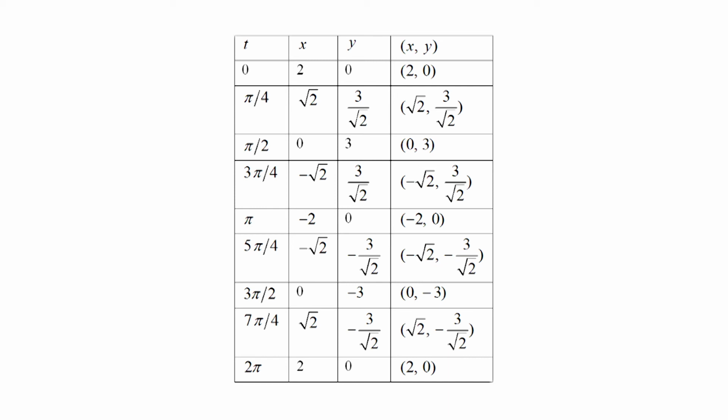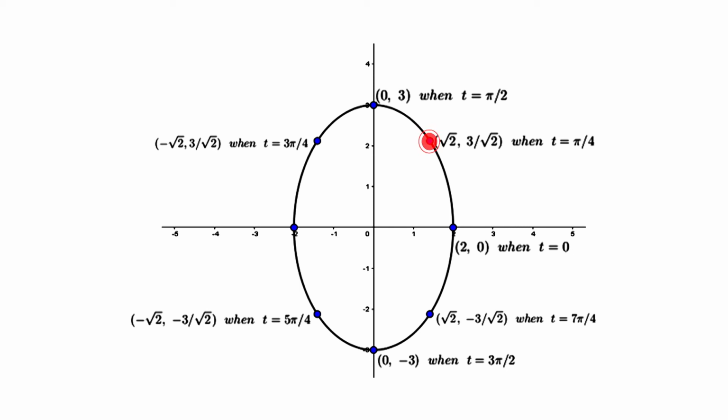We plot the points (2, 0), (√2, 3/√2), (0, 3), (-√2, 3/√2), (-2, 0), (-√2, -3/√2), (0, -3), and (√2, -3/√2) on the xy-plane as shown in the figure, and join the points to obtain the curve represented by the given parametric equations. Here the orientation of the curve is counterclockwise.